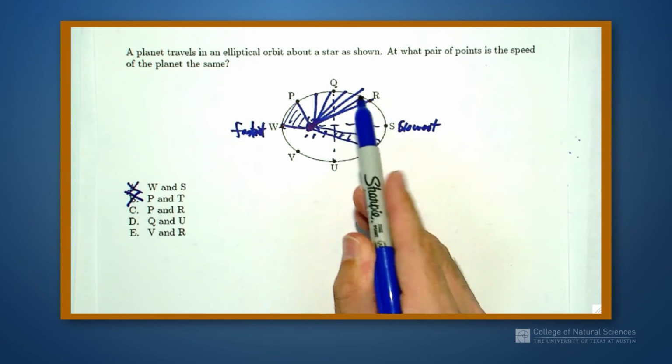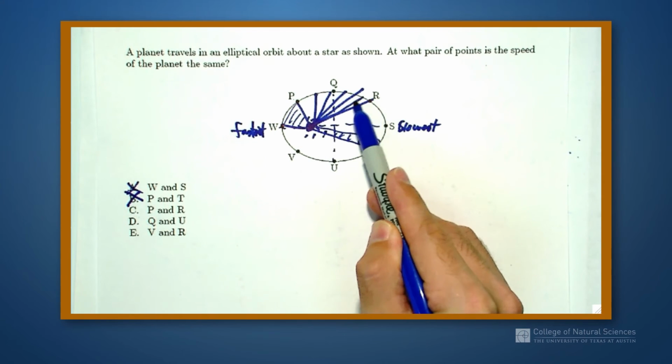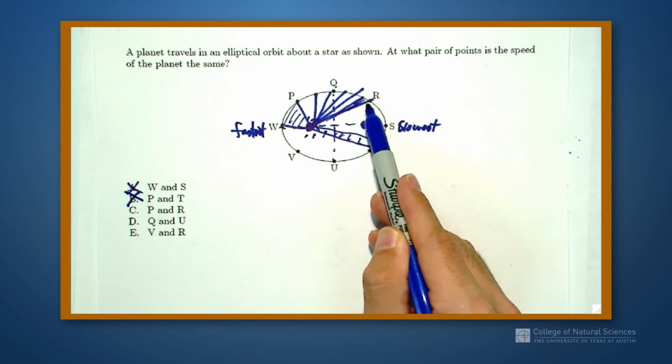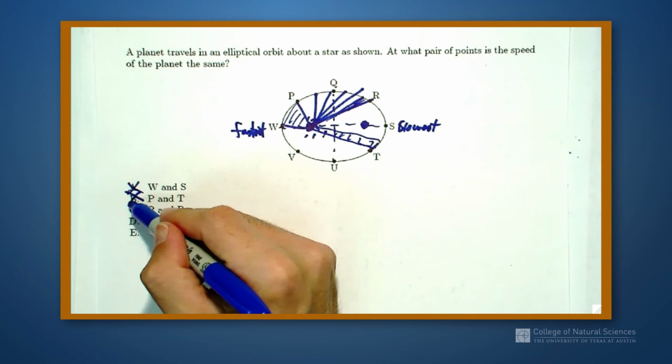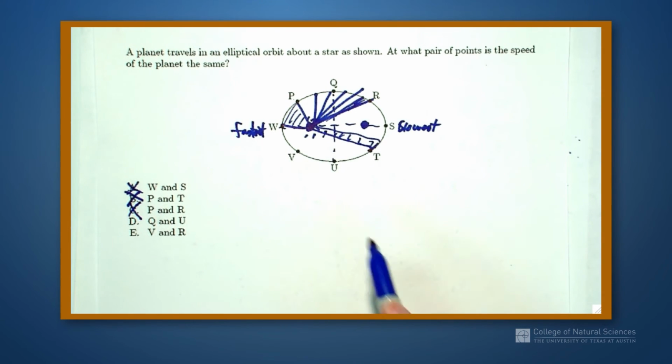Same thing with P and R. P and R are going to be sweeping out the same area in the same amount of time, but R is further away than P is. So P has to be going at a faster rate.